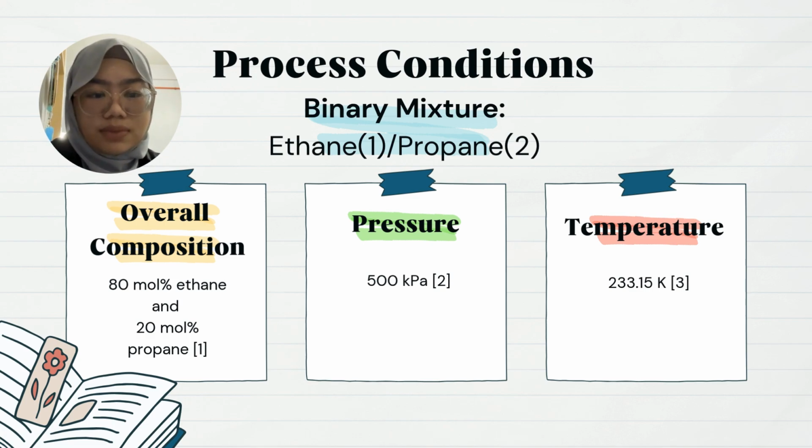At this level, the mixture is able to separate effectively into vapor and liquid phases without the need of extreme pressure adjustment. The temperature used was 233.15 Kelvin, which is around minus 40 degrees Celsius. This low temperature is important to cool the mixture down enough so the propane condenses into liquid, while ethane, which is more volatile, stays mostly in the vapor phase.